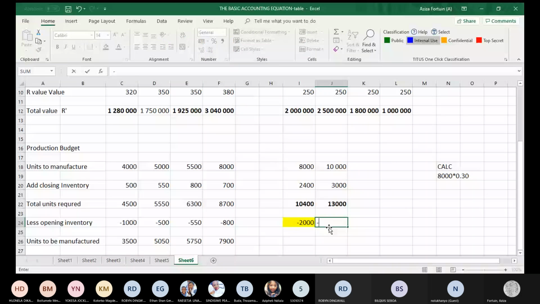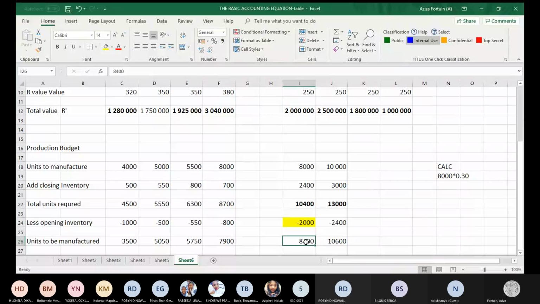Okay, so the units to be manufactured is 8,400. 13 minus 2.4 is 10,800 or 600. 8,600. So now we know how many units we are going to manufacture, so that we can know how much material we need to purchase and how much labor we're going to use. Only once you have your production budget can you do your purchasing budget.